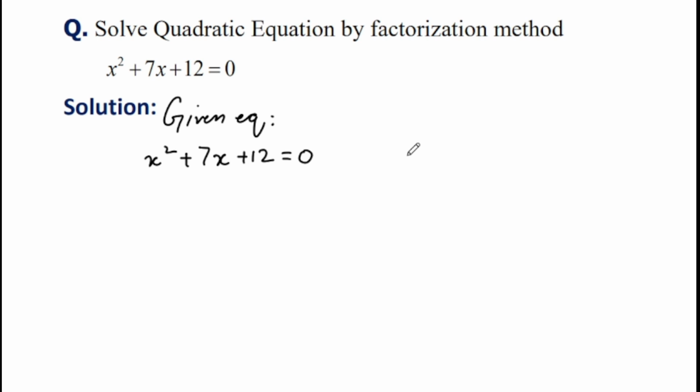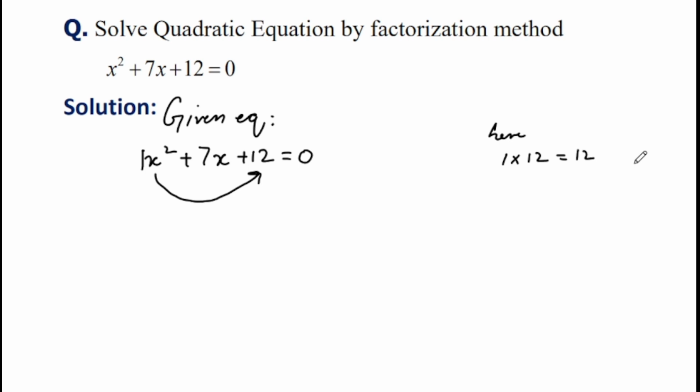To solve this equation by factorization method, firstly we find the product of the first and the last term of this equation. The first term is x square and the last term is plus 12. So in simple word, we find the product of the coefficient of x square and the constant term. So here 1 multiplied by 12 equals to 12.